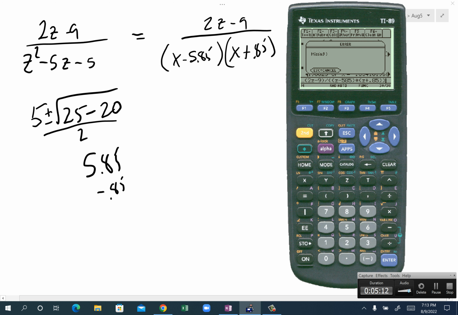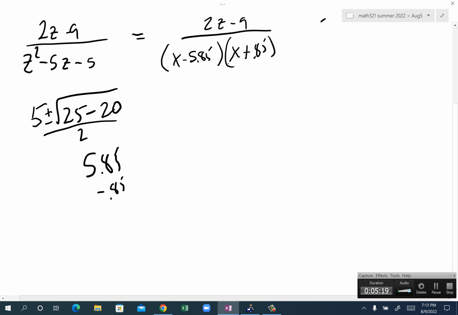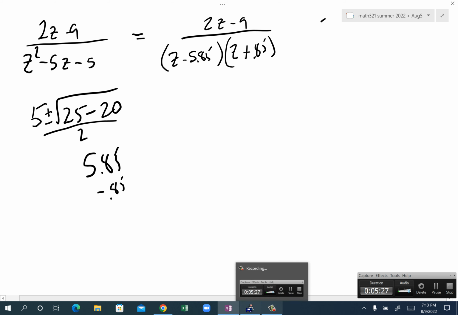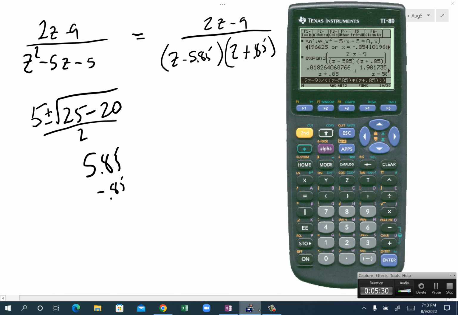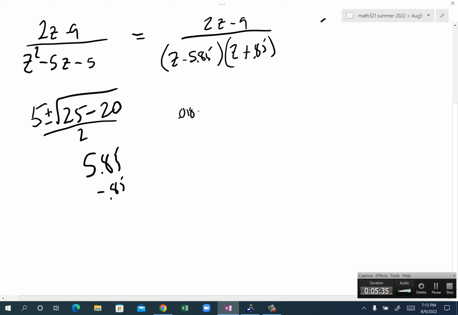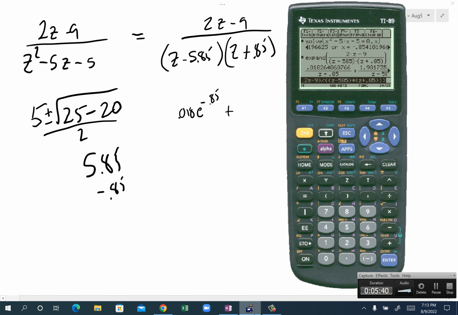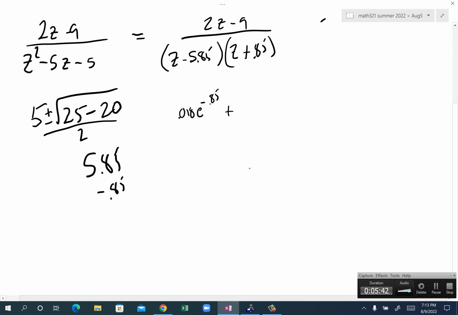Okay. So these are supposed to be z's. Let's fix that before it freaks me out. All right. Anyway, as I was saying before I was so rudely interrupted. Oh, look, there they are. And so what do you see? You see 0.018 e to the minus 0.85 plus 1.98 e to the 5.85 t, and you're done.